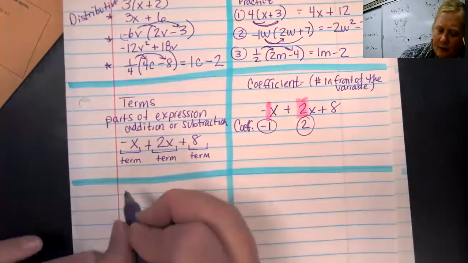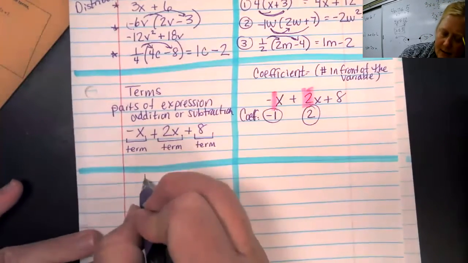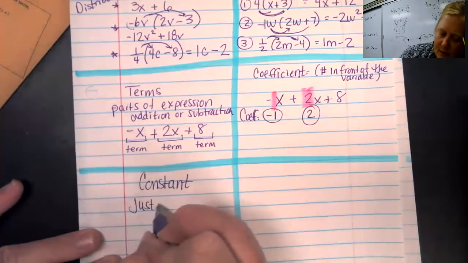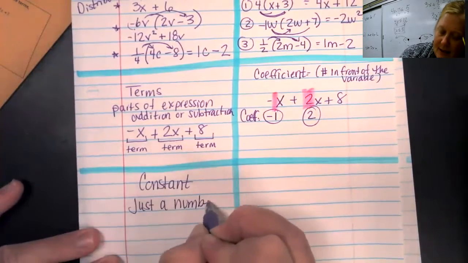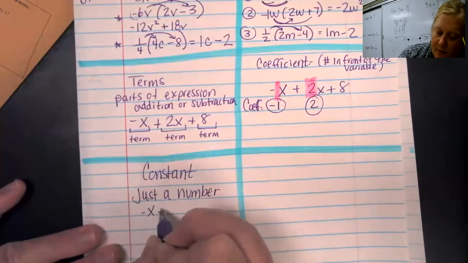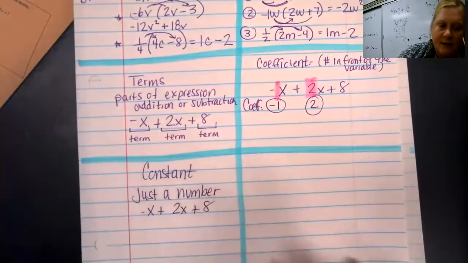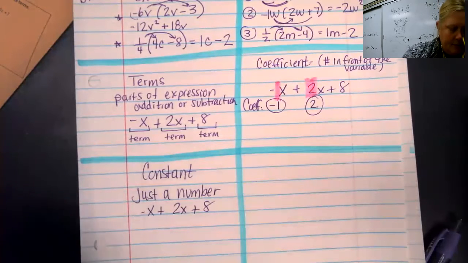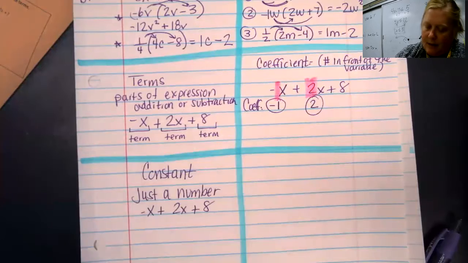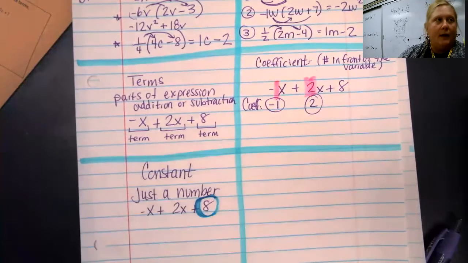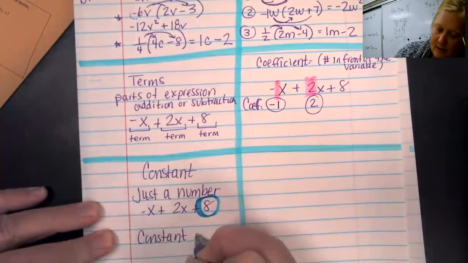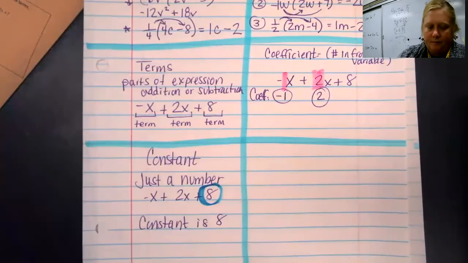Well, the 8 is something different, friends. The 8 is a constant. And a constant is just a number. Because it's constant, it never changes. So in this case, we only have one constant, and that constant just happens to be an 8. Okay? So the constant is 8. Okay?